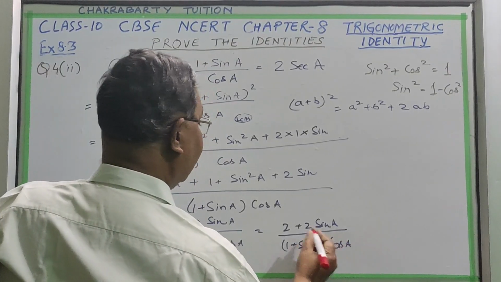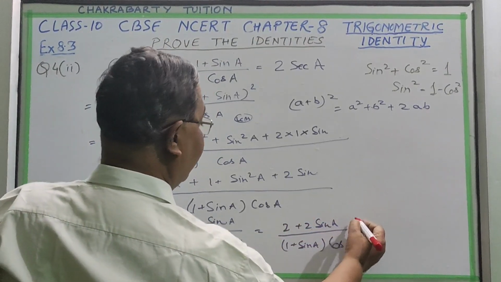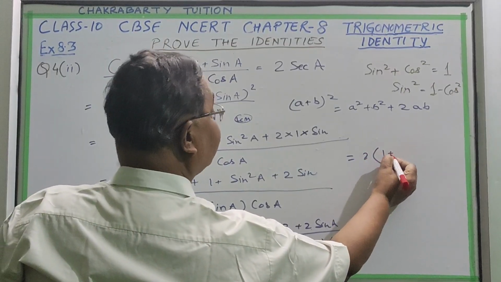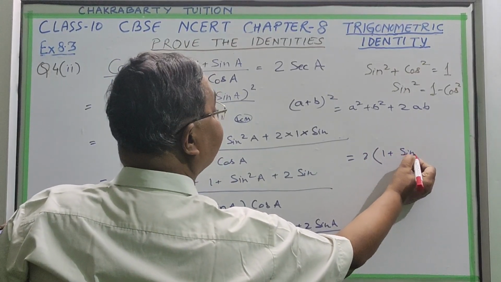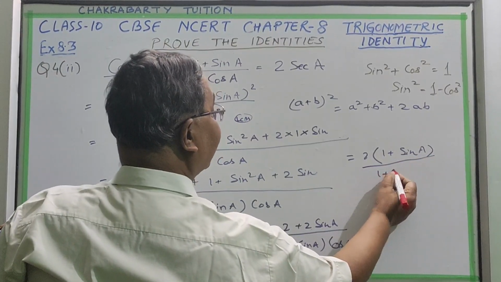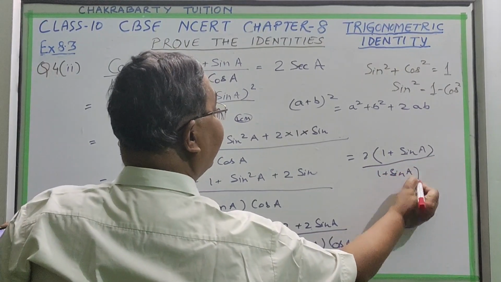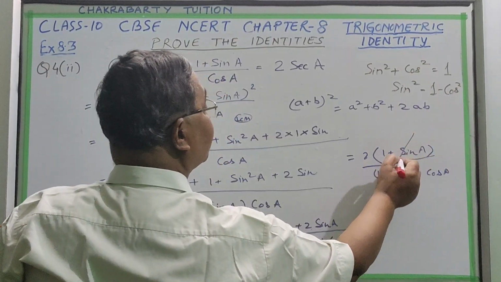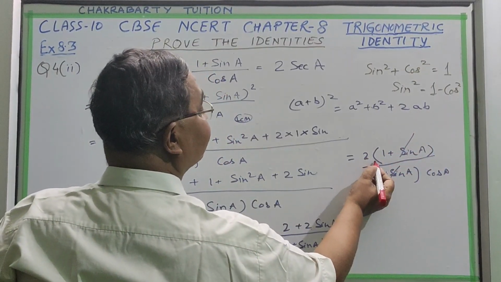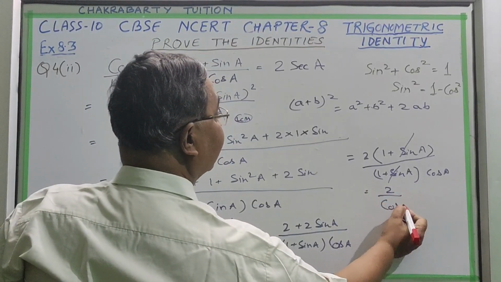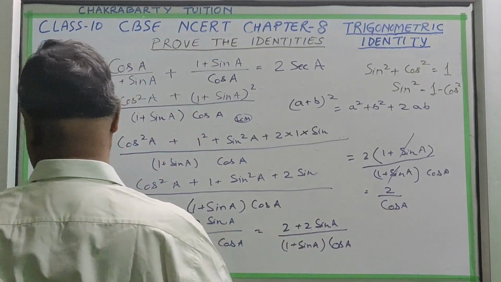Here 2 you take the common out. So we are taking 2 as a common out. So 1 plus sine a will remain, and here 1 plus sine a and cos a will remain. Now you can cut, because here multiply sign is there, we can cut it. So 2 upon cos a is coming. 2 upon cos a.